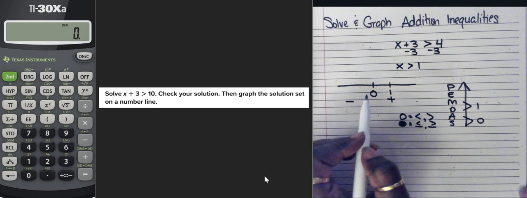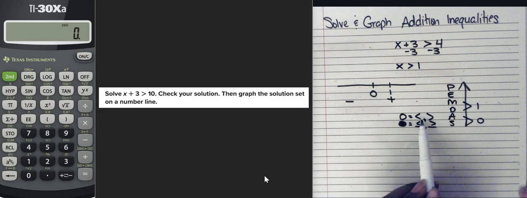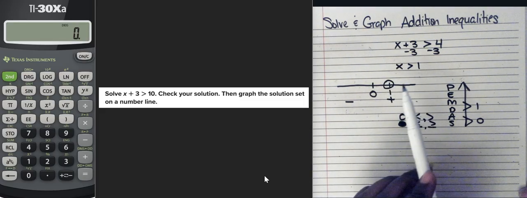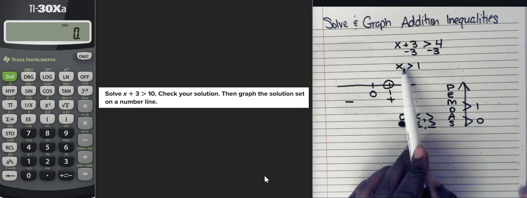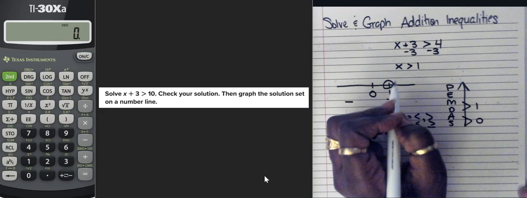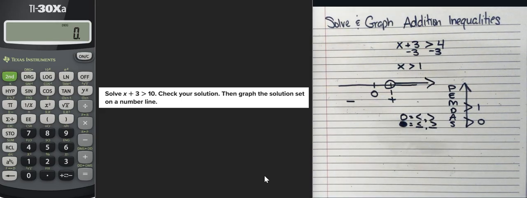Okay. So we have our 0, we have our 1. So remember, this is a greater than sign. It does not have a line underneath it. So it's going to be an open circle here. And where would all the values be? Well, x could be any value that is greater than 1. So where would all the values that are greater than 1 be? They're going to be this way. So you're going to draw your arrow, and then you're pretty much done.